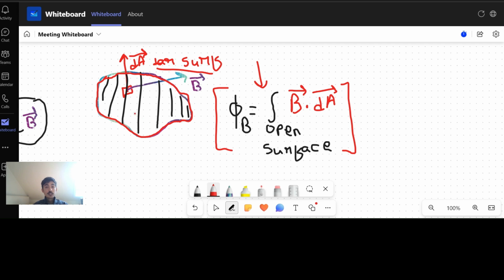The surface in which there is change in flux, current is induced on the same circumference of the surface. For example, here, this is the surface we are talking about. So on the circumference of that open surface, current is induced, as I have indicated by the red lines. Current is induced in this loop.